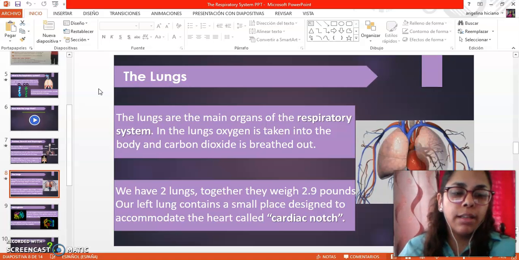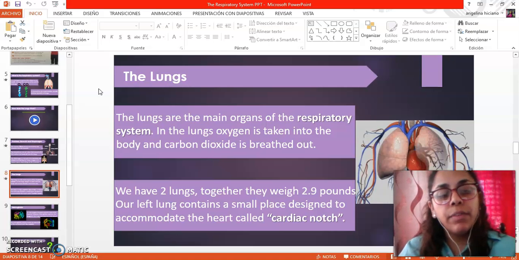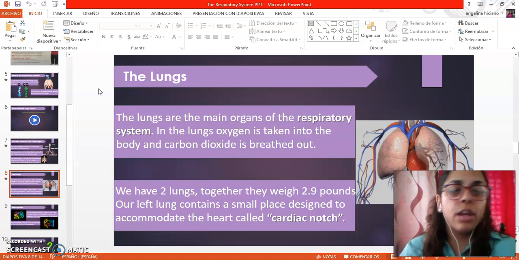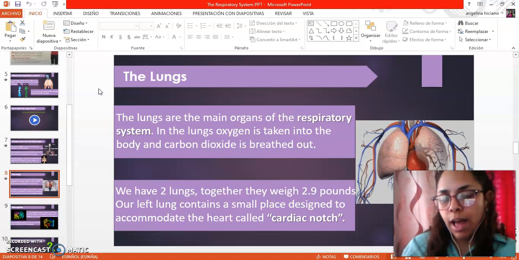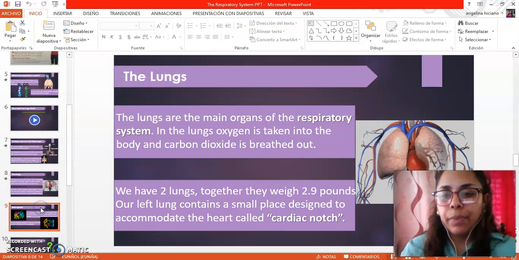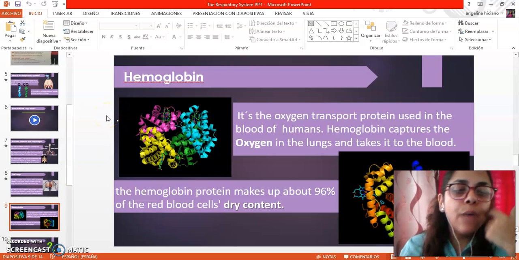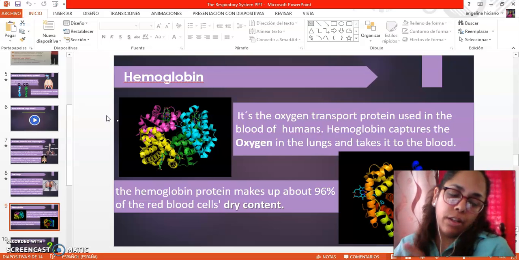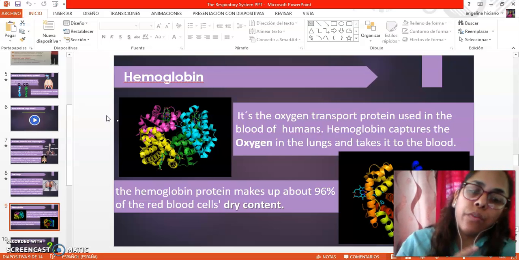And this is because on the left side of the body we have the heart, and the left lung is going to have a small place designed to accommodate the heart, and this is called the cardiac notch. It's like a small house for the heart to rest. Okay, really cute. Okay, so how does that oxygen get from the lungs to the rest of the body?